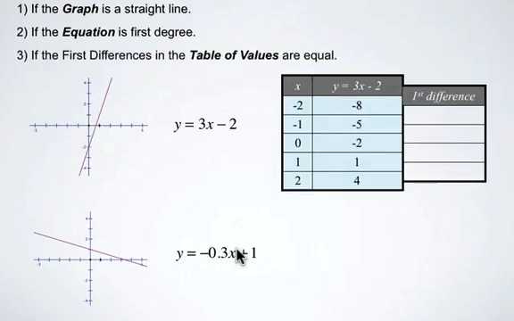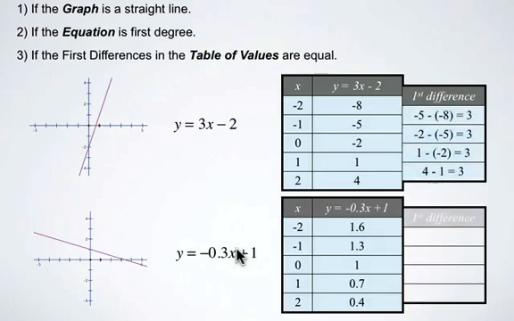The final way that you can identify if a relationship is linear is by looking at the first differences in the table of values. If they are all equal, then we know that it's going to be linear.